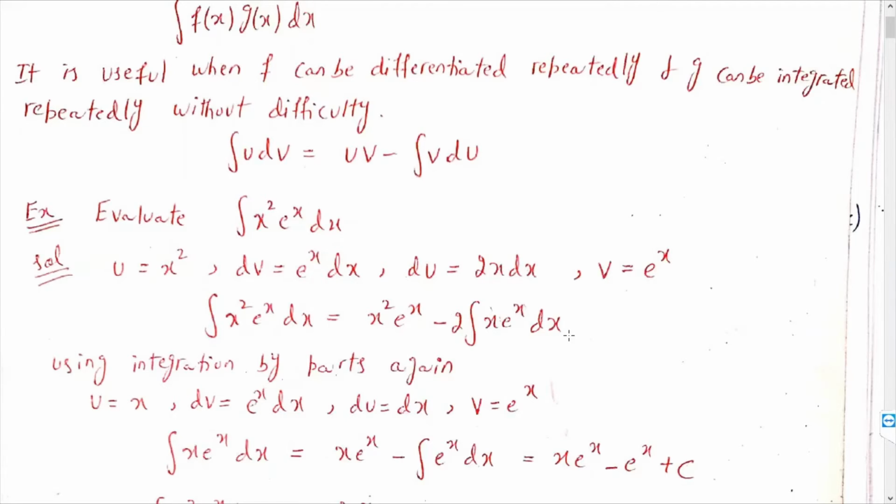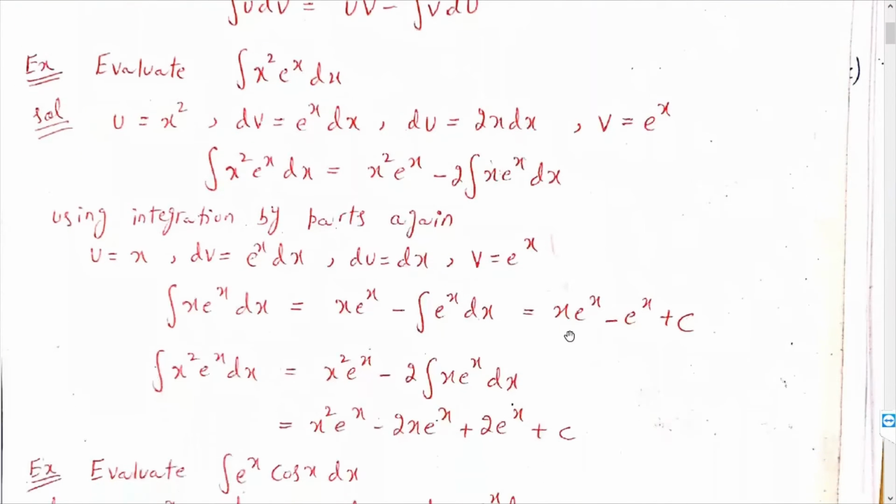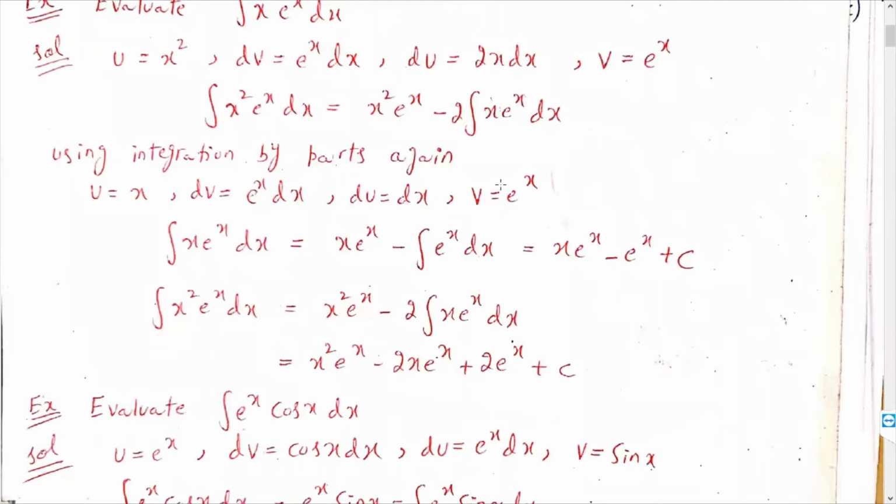So you can again apply integration by parts. Applying integration by parts once again, select u and dv. u is x and dv is e raised to the power x dx. Differentiate u, so du equals dx, integrate dv, you get v equals e raised to the power x. Substitute all the values in the formula of integration by parts, that is integral of u dv equals uv minus integral of v du. Substituting all the values in the expression, I get this.